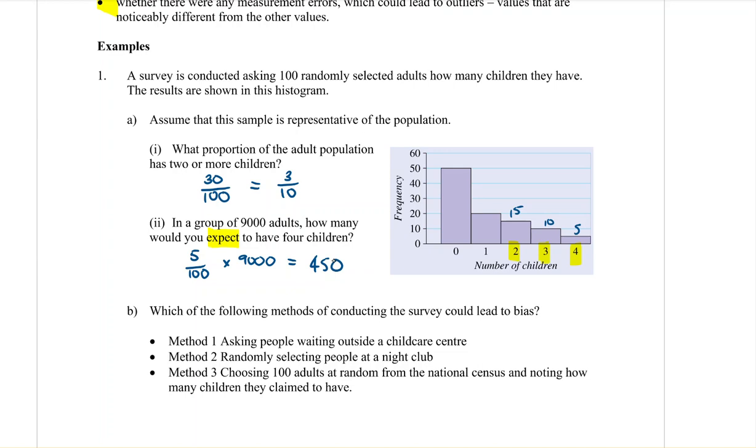Part B. Which of the following methods of conducting the survey could lead to bias? There may be more than one answer here. So the first dot point there, method 1, asking people waiting outside a childcare centre. Do you think that is a biased way of collecting data? Anyone say yes? I think it's yes. Probably. Yes. Good. If you are deliberately standing outside of a childcare centre, what people are you targeting there? Children. Parents. Either way, you might be biased towards someone who has children.